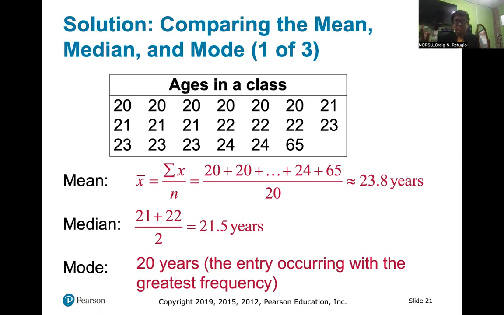So there are three interpretations there. The age may be exactly 23.8 years, or maybe a little bit lower than 23.8 years, or maybe a little bit higher than 23.8 years. Or in a contextualized manner, we can say that the age is exactly 23.8 years, or maybe a little bit younger than 23.8 years, or maybe a little bit older than 23.8 years. So take note of the interpretation.